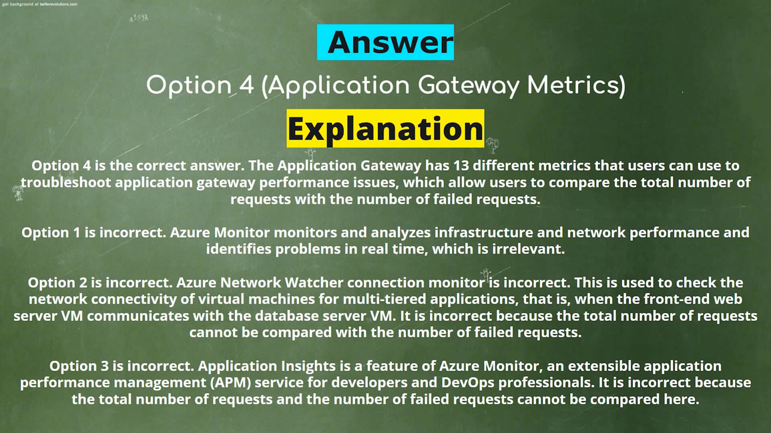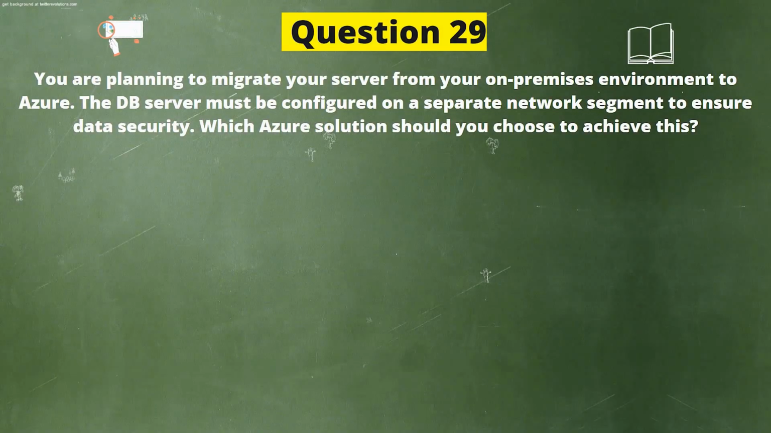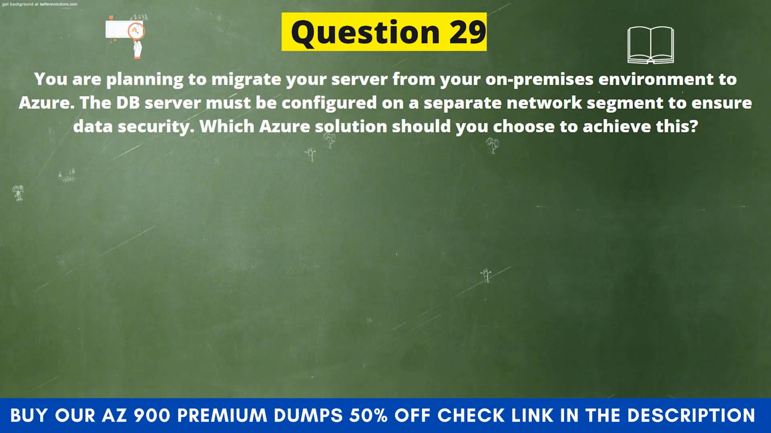Option 3 is incorrect. Application Insights is a feature of Azure Monitor, an extensible application performance management service for developers and DevOps professionals. It is incorrect because the total number of requests and the number of failed requests cannot be compared here. Next question. You are planning to migrate your server from your on-premises environment to Azure.